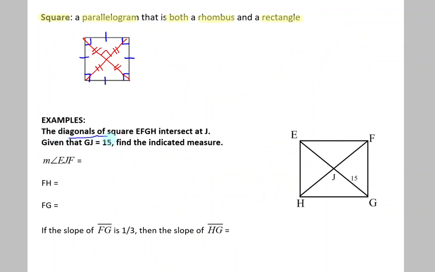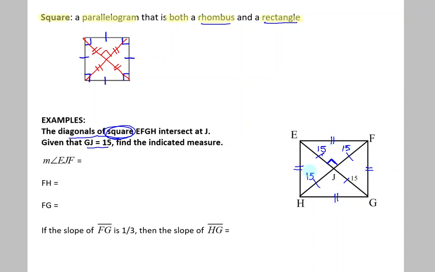The diagonals of square EFGH intersect at point J. Given that GJ is 15, find the indicated measure. So remember, because a square is a rectangle, the diagonals are congruent, so we can mark them to be all the same length with the hash marks and mark that all of these segments are 15. Also, because it's a rhombus, we can mark that there's a right angle where the diagonals intersect each other. Also, because it's a rhombus, the four sides have to be congruent to each other.